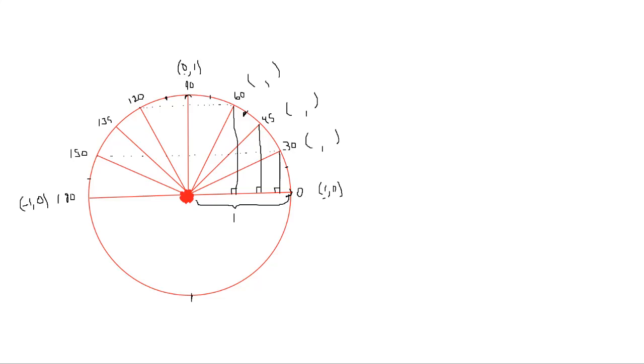And there is a pattern that emerges. So let's look at the pattern. Well, I'm going to write the square root of 3 divided by 2 for the x value. And I'm going to do 1/2 here for the y value.